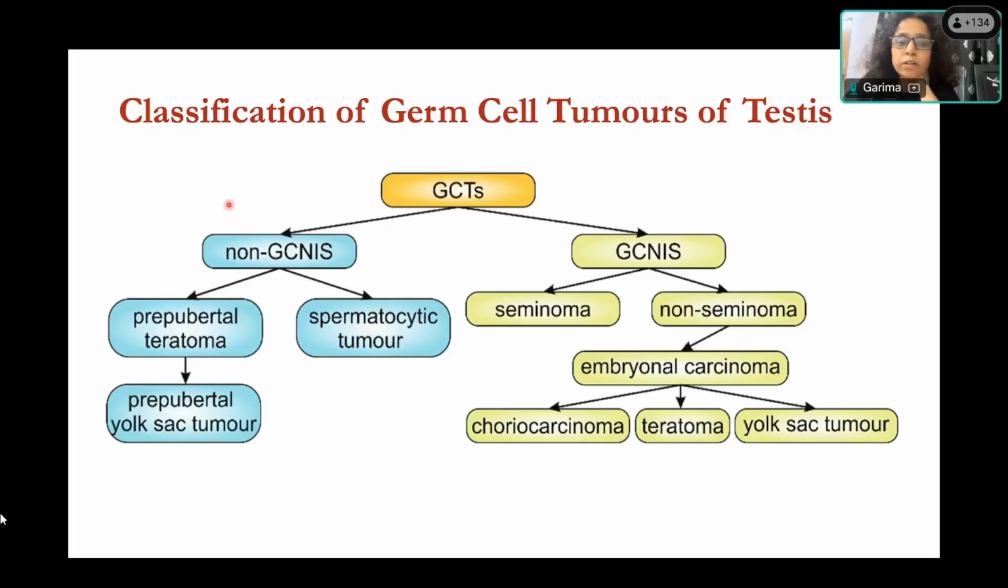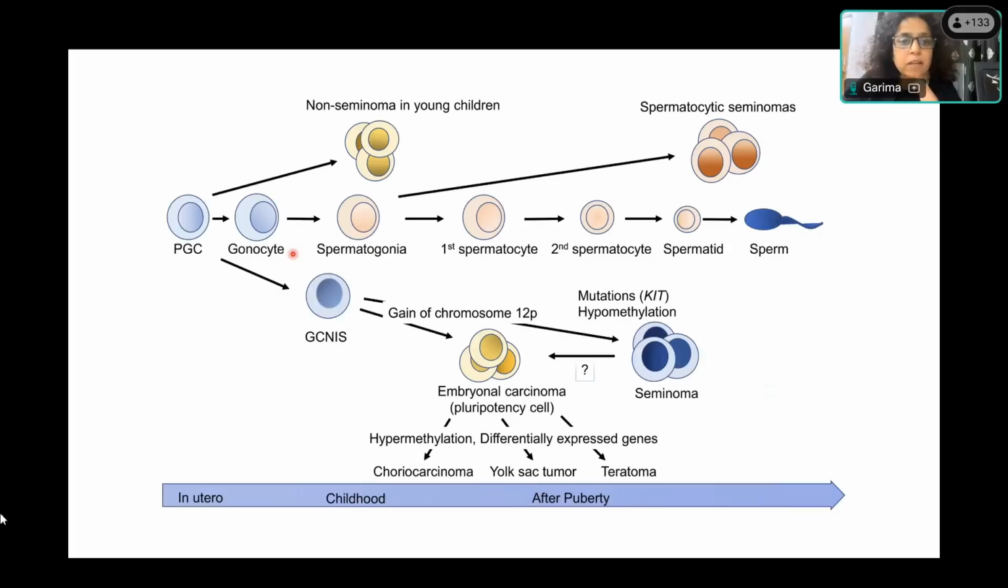So this is important to know that in prepubertal teratoma, in prepubertal yolk sac tumors, there is no association with GCNIS, and also in spermatocytic tumor, there is no association with GCNIS. So non-seminoma, this is how the pluripotent germ cells mature into gonocytes, which again mature into spermatogonia.